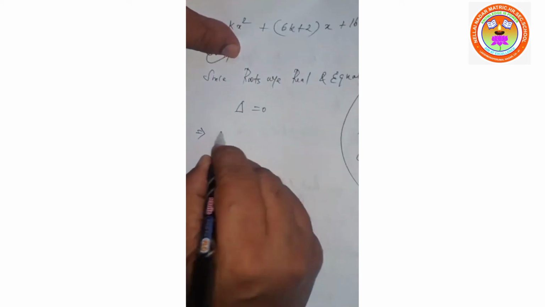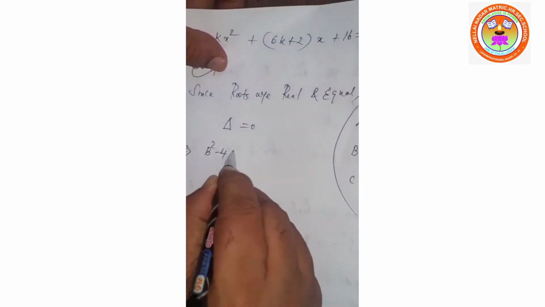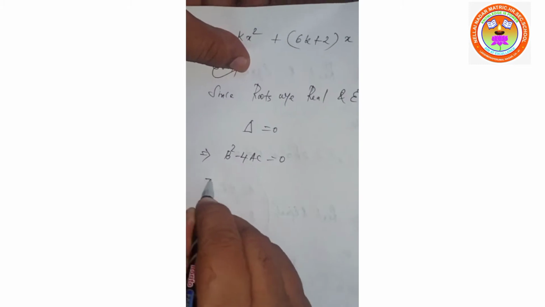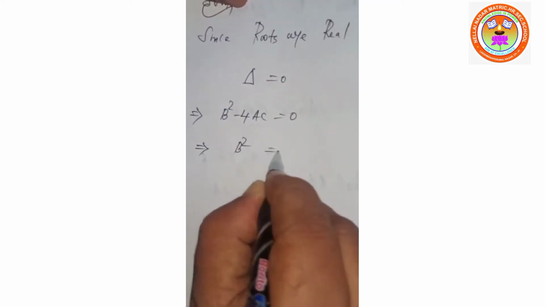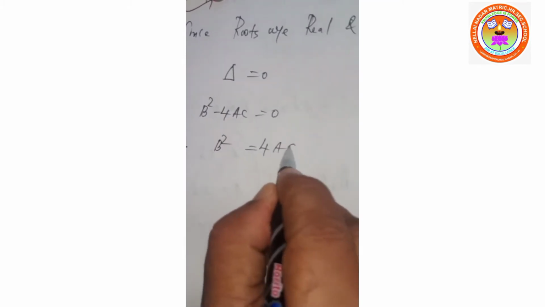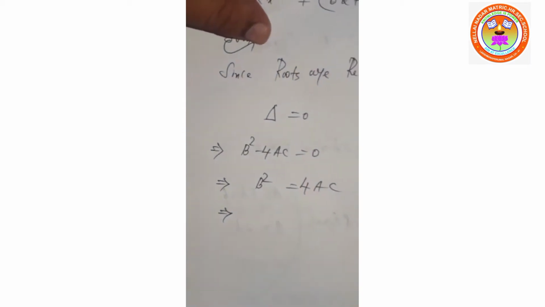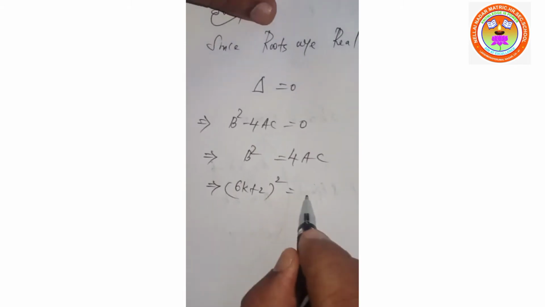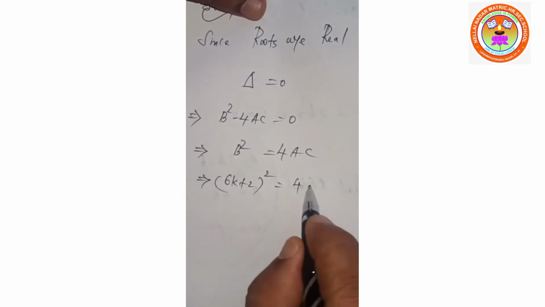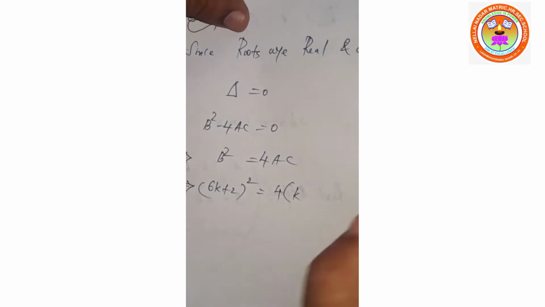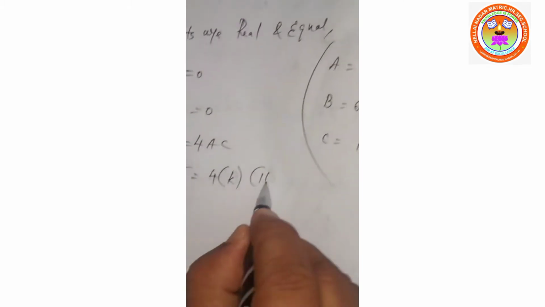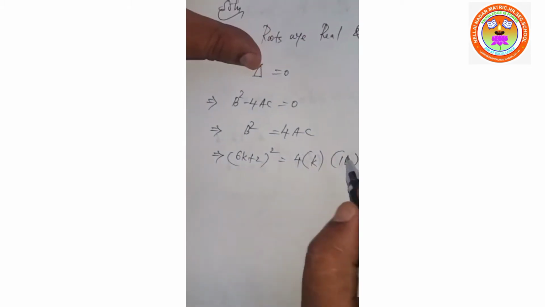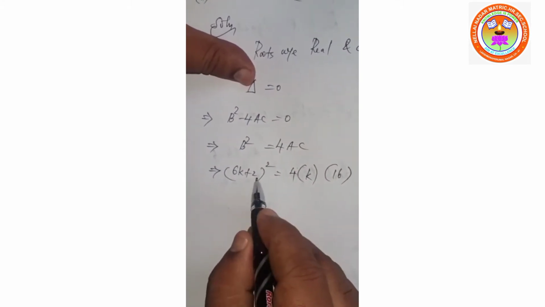You know the formula for delta, b squared minus 4ac, that is equal to 0. Retain b squared only; minus 4ac comes to the right hand side as plus 4ac. Then b, that is 6k plus 2 the whole square, is equal to 4 into a value, which is k, and c value is 16. Okay, 6k plus 2 the whole square.